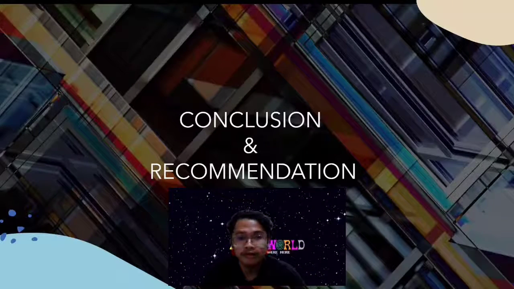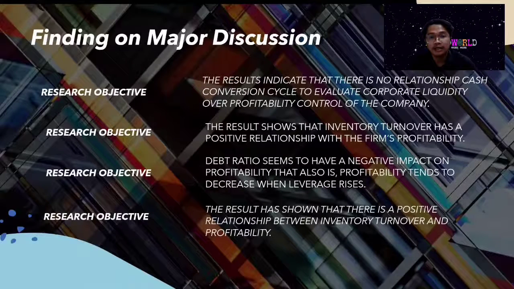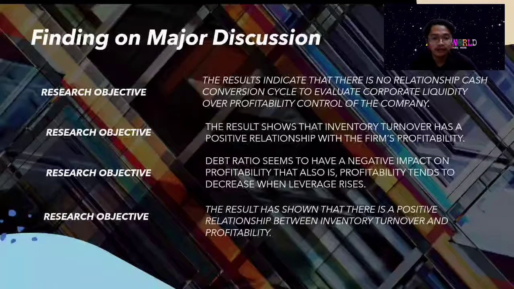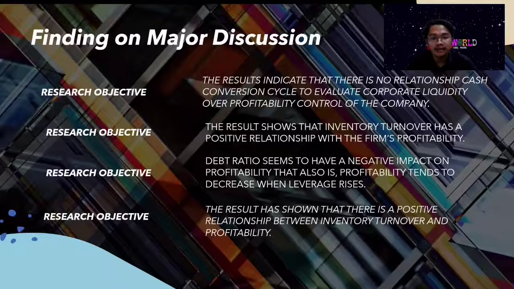So we move to the first one, which is findings on major discussion on research objectives. It can be concluded that there are four independent variables that are significant, which are average collection period, debt ratio, inventory turnover, and firm size. While for cash conversion cycle, it is not significant. For research objective 1, the result indicates that there is no relationship between cash conversion cycle to evaluate corporate liquidity over profitability control of the company. This is therefore a rejected hypothesis.